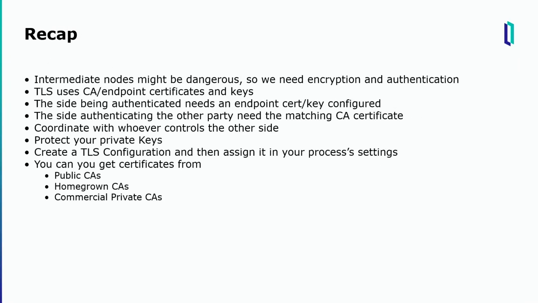To recap, intermediate nodes might be dangerous, so we need encryption and authentication. TLS uses CA and endpoint certificate and keys. The side being authenticated needs to have an endpoint cert and key configured. The side authenticating the other party needs the matching CA cert. Coordinate with whoever controls the other side. Maybe not for the open internet, but most of you all are going to have a dedicated partner. Protect your private keys. Create a TLS config and then assign it in your process's settings. You can get certs from public CAs, homegrown CAs, or commercial private CAs.